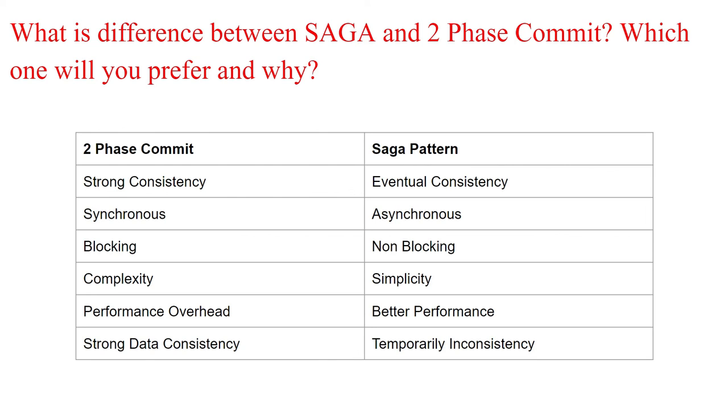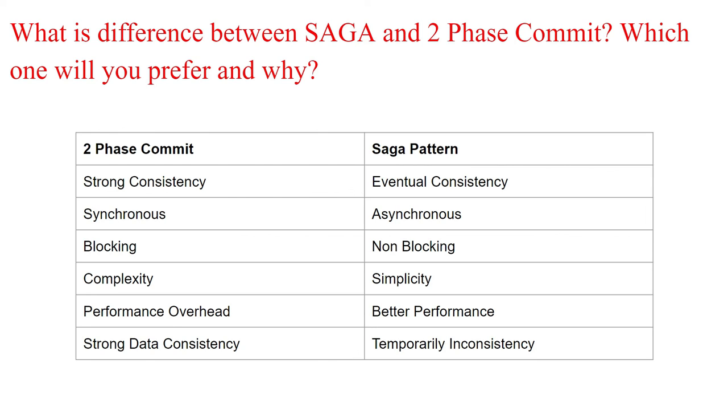Two-phase commit, because it is synchronous, is blocking. Blocking means if in any case your payment service is down, then your order service will not get the response for your prepare message. You will not get vote to commit or vote to abort. In that scenario, you will have a blocking situation. But when it comes to the Saga design pattern, it's a non-blocking situation.